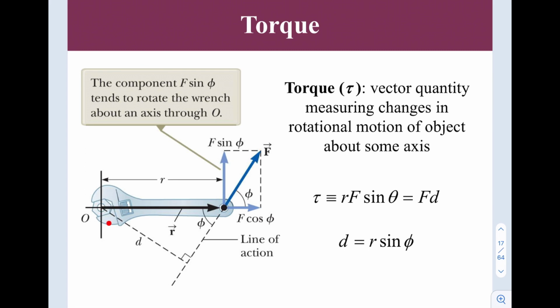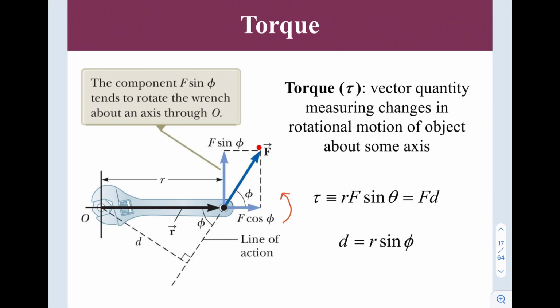So let's consider a wrench here. This is our fixed axis, or the rotation axis, and here we apply the force. The force is at an angle phi to the horizontal. We know that the wrench is going to rotate. The direction of the rotation possible due to the force here is this one, about a fixed point or axis here.